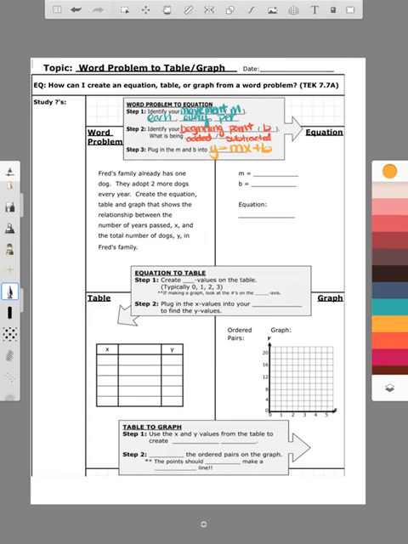Oh my gosh, that's way too many dogs. I know their house smells. I know that couch smells. I know everything smells. But they adopt two more dogs every year.